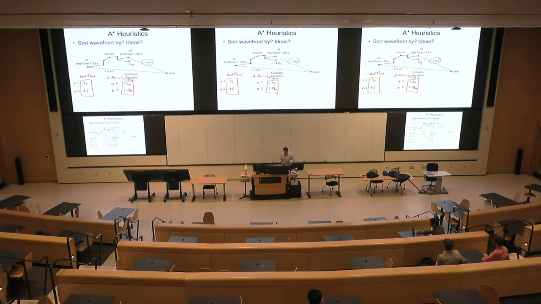How could I get these things into the same units? My problem here is I've got travel time up to where I am, and I've got distance to where I want to get to. So the different units are causing me pain. What can I do to get rid of these different units? That's not too complicated. And remember, I don't need to be perfect. I'm just sorting the wavefront, so I'm sorting it by a guess of what would be a good order to visit these things in. It doesn't have to be a perfect order.